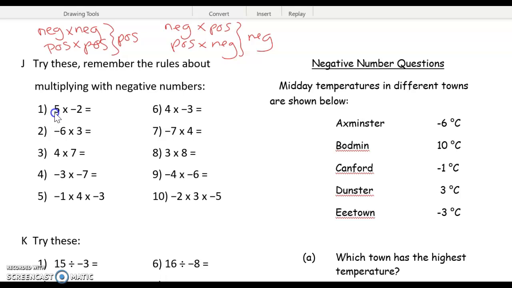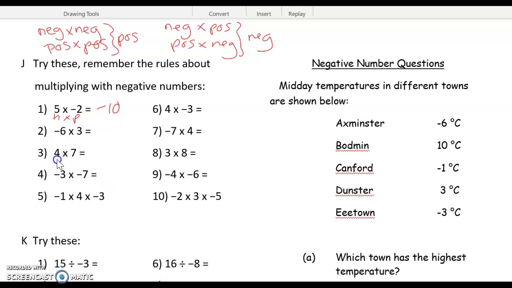So here I've got 5 multiplied by minus 2. The minus in front of the 2 is telling you what type of number it is, so this is a negative number. So you're doing a negative number times a positive number. They're different. The way I remember it is, if I've got one of each, a negative times a positive, I end up with a negative answer. So I know this answer is going to be negative. The only thing I need to work out is what happens when you multiply just the digits together. So 5 times 2 is 10, so my answer is minus 10.